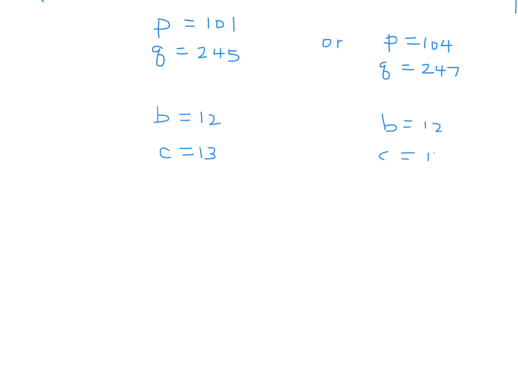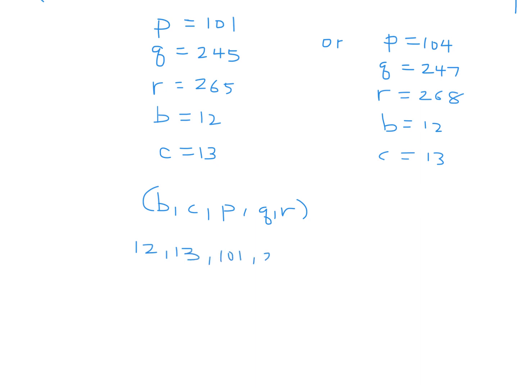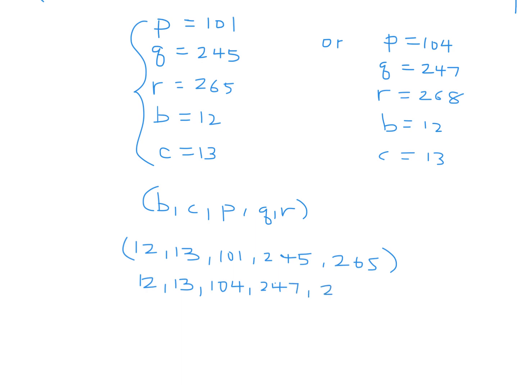And then when you use that equation upstairs to figure out R, this gives you 265, and this one gives you 268. So our 5 tuples, B, C, P, Q, and R. The first one is 12, 13, 101, 245, and 265. That's this guy. And the next one is 12, 13, 104, 247, and 268. And that is this one right there.